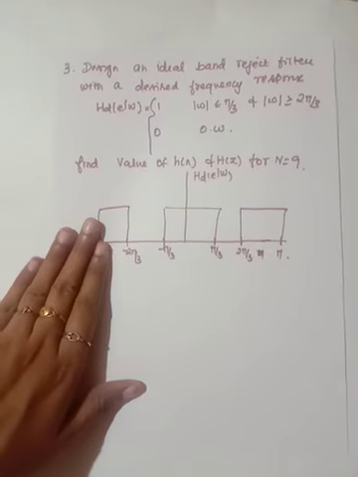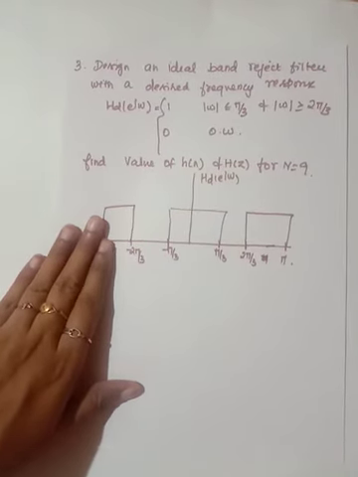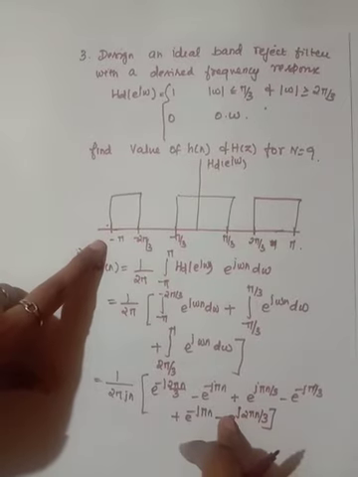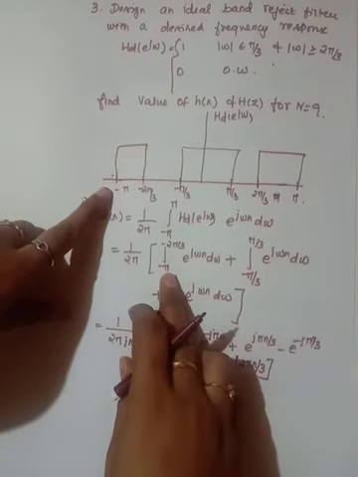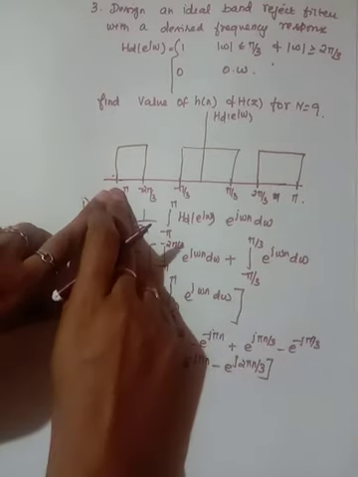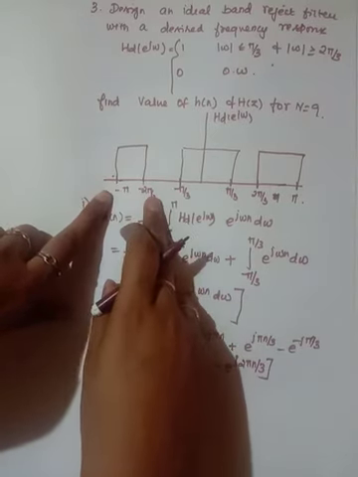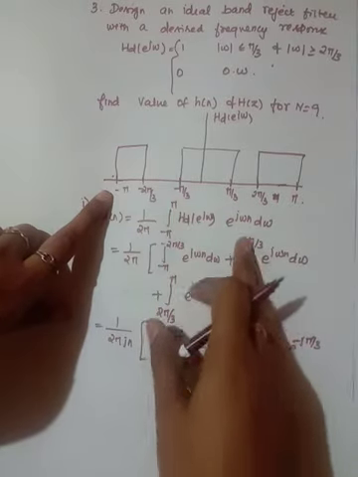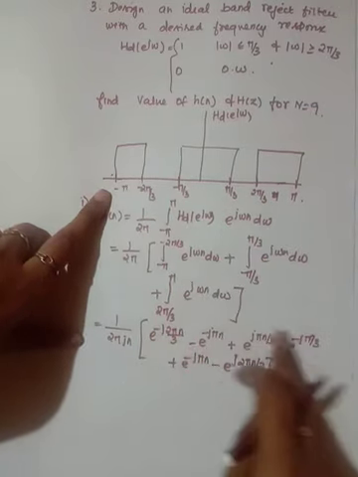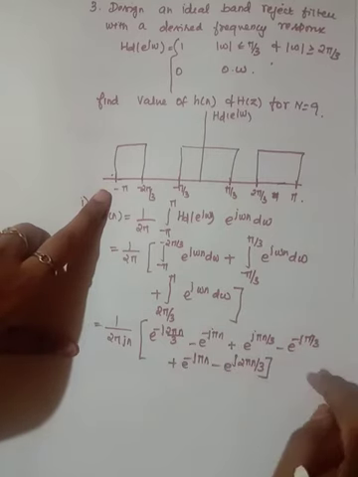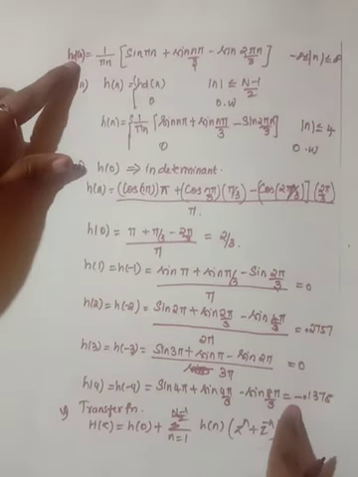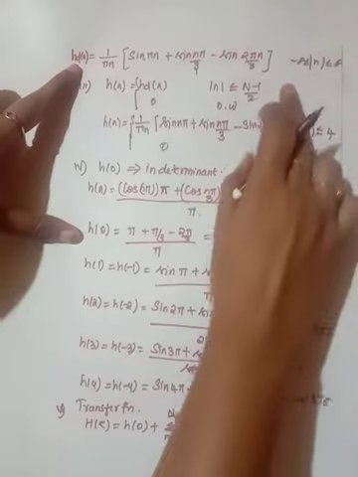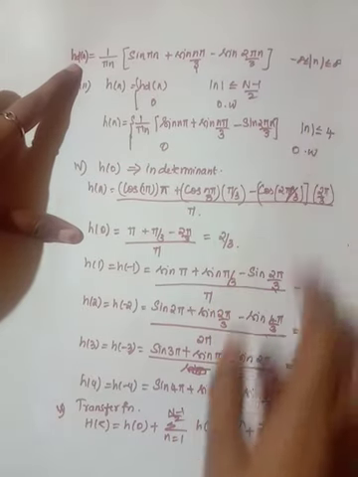Now we will proceed with our same design procedure and find h of n and h of z. After drawing this desired frequency response, using this formula, I have written this integral into three parts: minus pi to minus 2 pi by 3, next minus pi by 3 to pi by 3, then 2 pi by 3 to pi. After integrating and substituting the limits, you will get this. Then as usual you simplify it and find this Hd of n, which is from minus infinity to plus infinity.